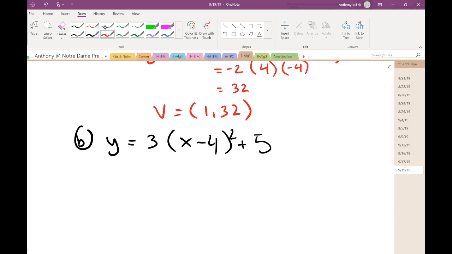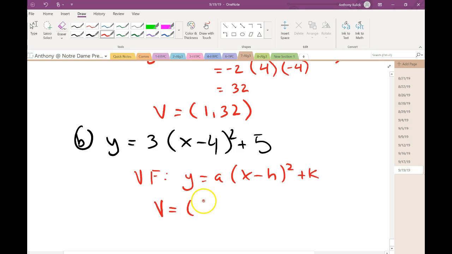So let's say we have this one. Again, first thing I want to do is identify the form of my equation. Is this vertex form, intercept form, or standard form? This is vertex form. So I know in vertex form, the vertex is just h comma k. So in this problem, what is my h and what is my k? 4 and 5. Good. And I'm done.